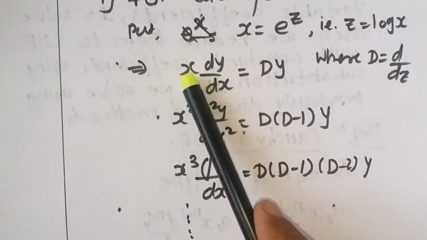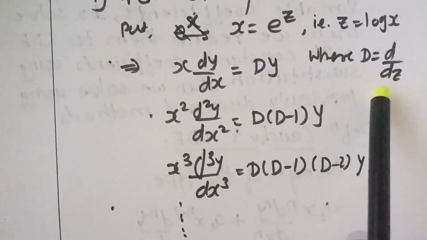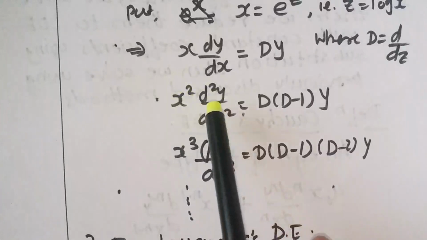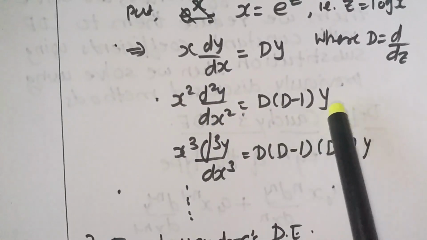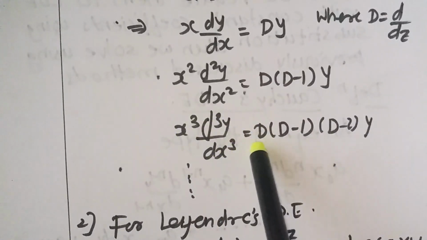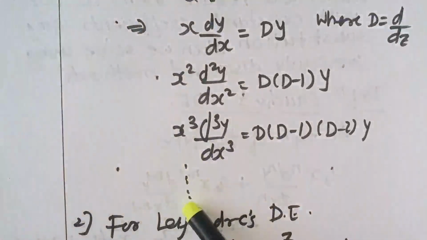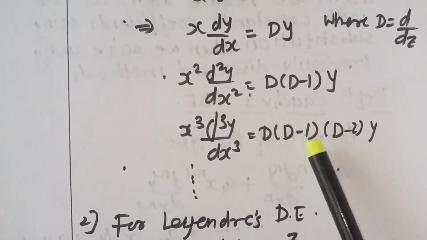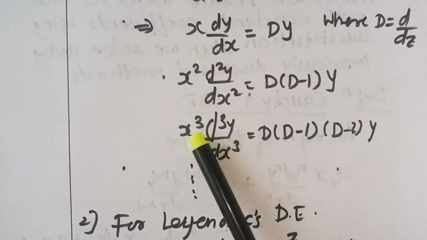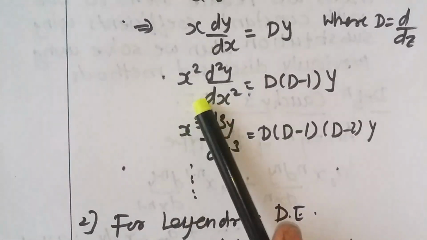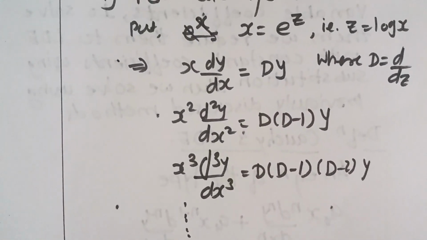These variable coefficients get changed to these terms, D y, where capital D is d by dz. x square d2y by dx square gets replaced by D(D minus 1) y. x cube d3y by dx cube gets replaced by D(D minus 1)(D minus 2) y, and so on. If you take x raised to 4, then D(D minus 1)(D minus 2)(D minus 3); if 3 is there, go up to D minus 2; if 2 is there, up to D minus 1. Like that you have to replace the terms in the differential equation.